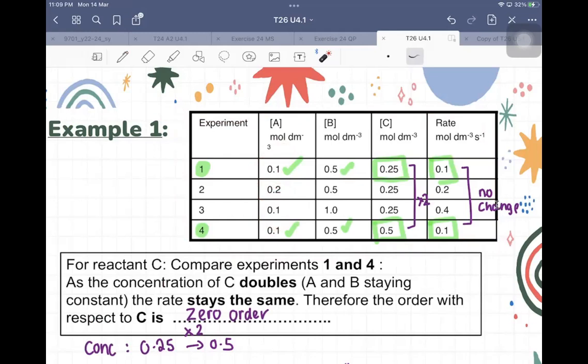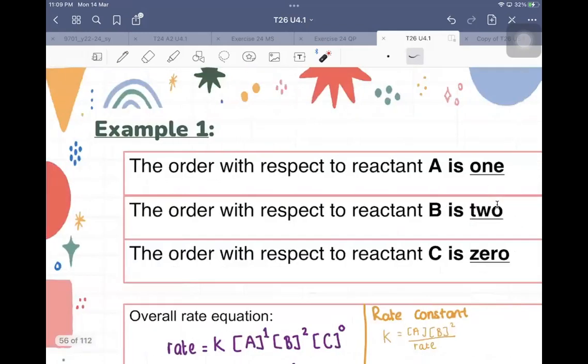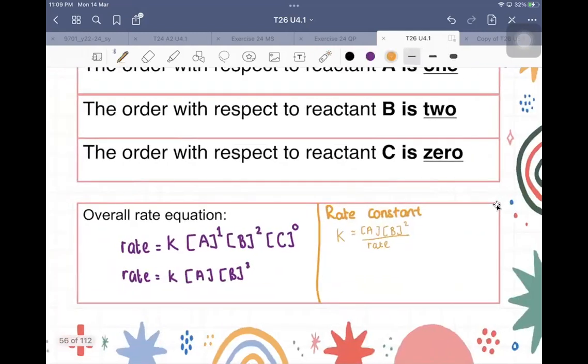Actually, this is example 1, right? It doesn't ask for the rate equation and the rate constant actually, but anyway, since I'm already here, I will just continue. So we will use experiment 1, but if you want to use other values, that's fine. Concentration of A is 0.1, times concentration of B, 0.5, squared, over the rate, which is 0.1.